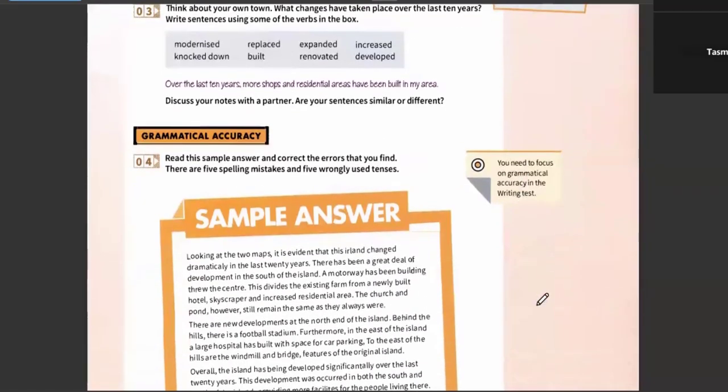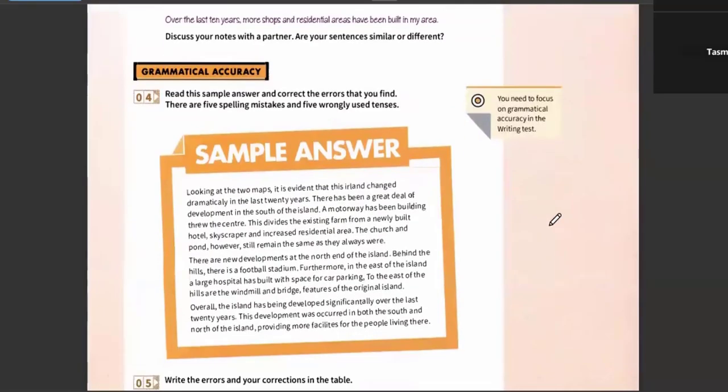That's great. Okay, now moving on to our next activity, that is activity 4, where we have to look at the grammatical accuracy. Like I just said, you have to be very accurate with your grammar and with the spelling mistakes. So the note that is also given here says that you need to focus on grammatical accuracy in the writing test. It is a very major point. Grammatical accuracy as well as spelling accuracy, both of them should be considered to be very important.